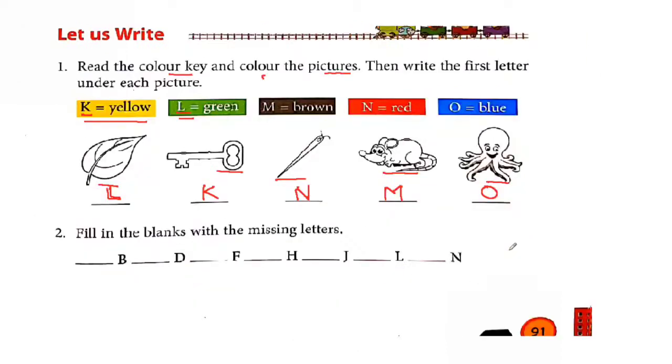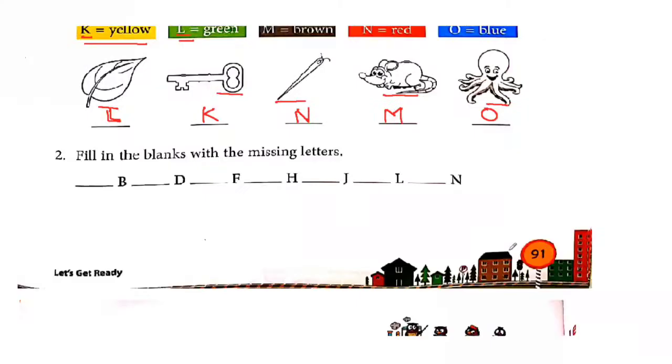Now students, question number 2. Fill in the blanks with the missing letters. You have just read the letters, and you are given some blanks. In those blanks you have to fill in the missing letters. Blank B. What is your first letter?